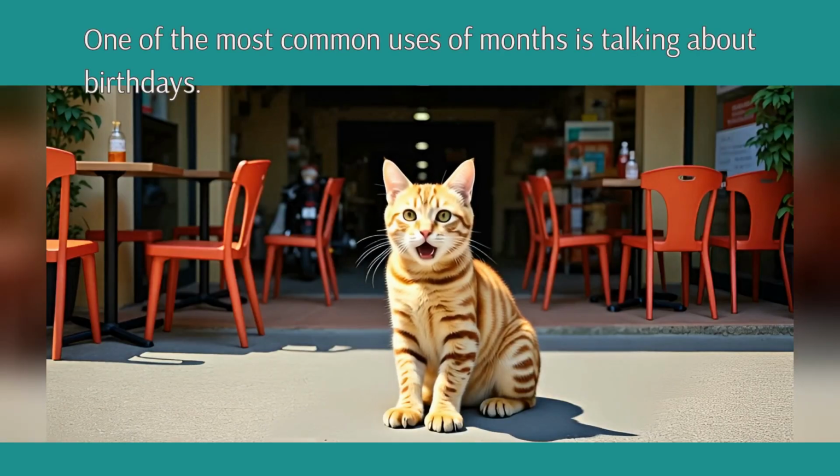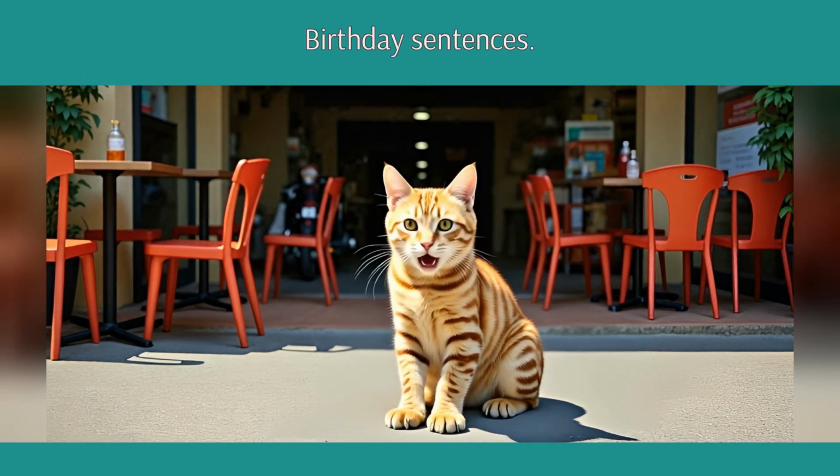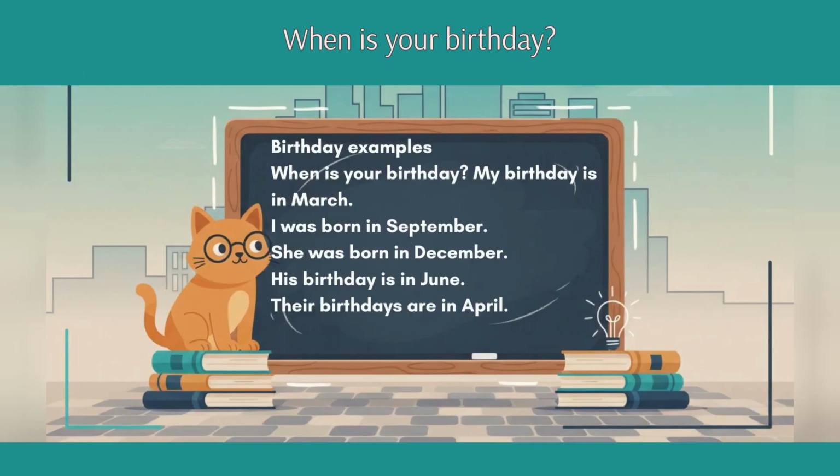One of the most common uses of months is talking about birthdays. Birthday sentences. When is your birthday? My birthday is in March. I was born in September. She was born in December. His birthday is in June. Their birthdays are in April.